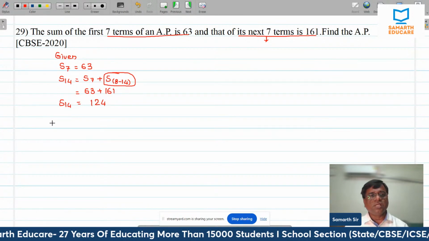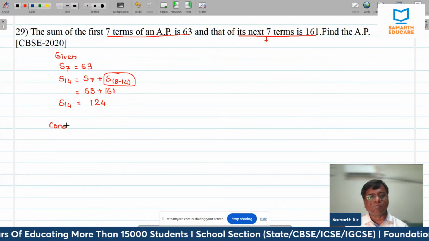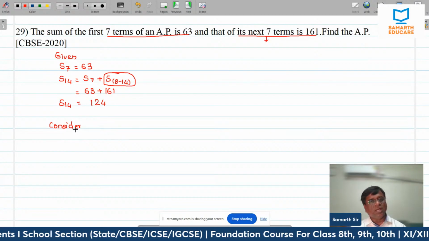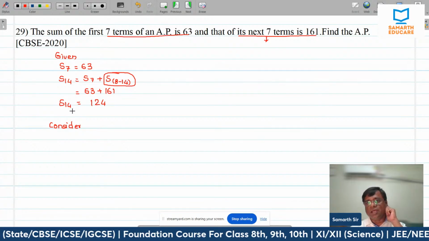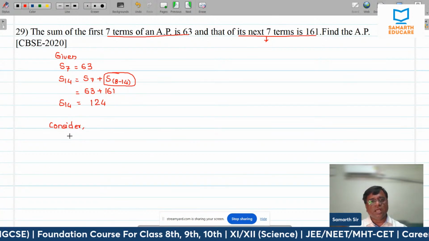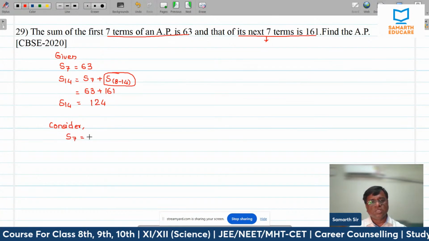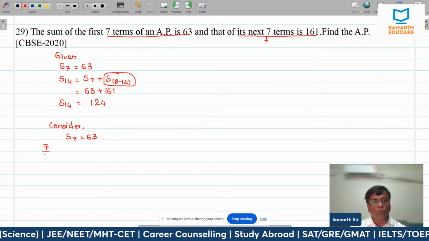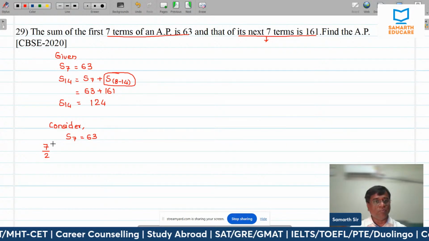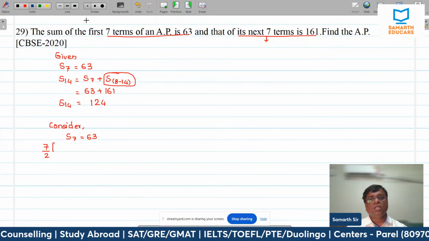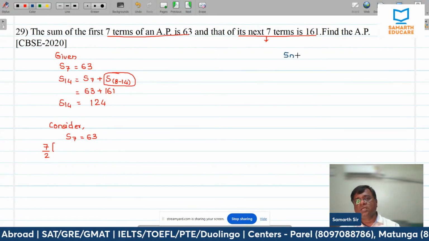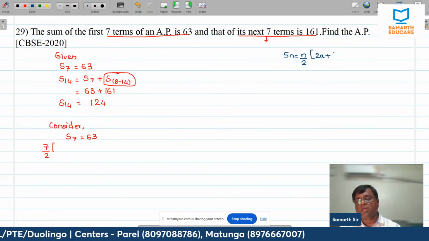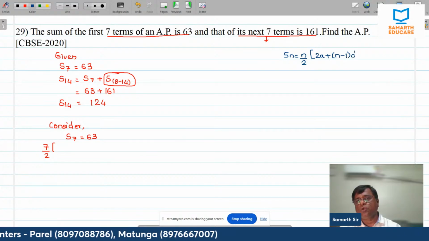Now let me consider S7. What is the question? We have to find the AP. Finding the AP means I have to write the complete AP. So let me consider S7 is equal to 63. How do we write S7? What is the formula for Sn? Sn is n upon 2 into 2a plus n minus 1 into d.